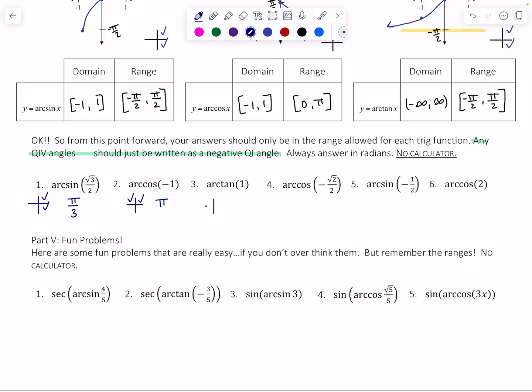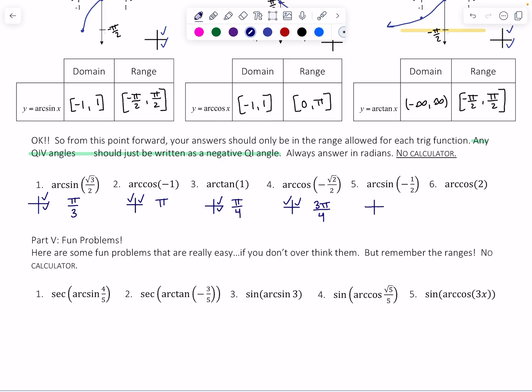Arc tangent, we're thinking about quadrant 1, quadrant 4. Arctangent of 1 is positive. That's going to be root 2 over 2, which is pi over 4. Arc cosine, and again, I'm just drawing our quadrants to remind us what we're dealing with. We're now going to be in quadrant 2 because it's a negative amount. Negative root 2 over 2 is going to be 3 pi over 4.